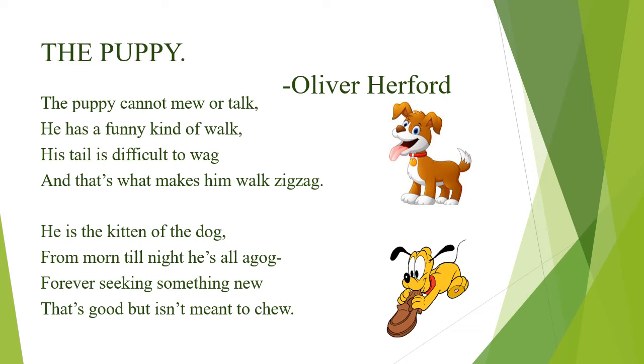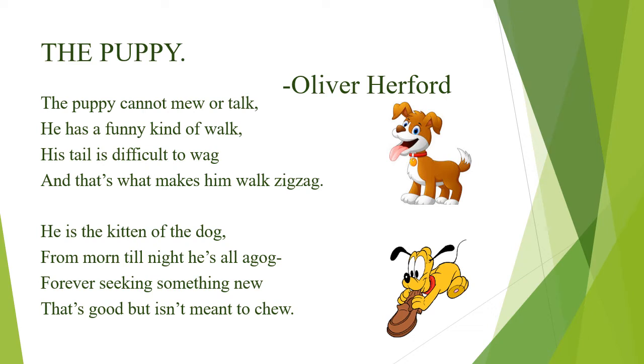All right. Here in the first verse, the puppy cannot mew or talk. He has a funny kind of walk. His tail is difficult to wag, and that's what makes him walk zigzag. The first verse is quite simple. It talks about the puppy, and then it continues to say that the puppy cannot mew or talk.